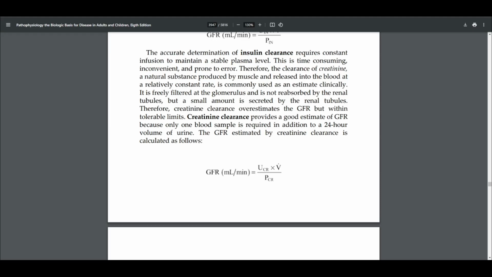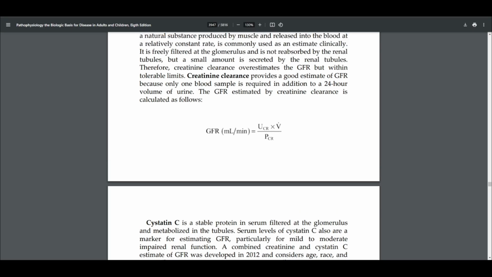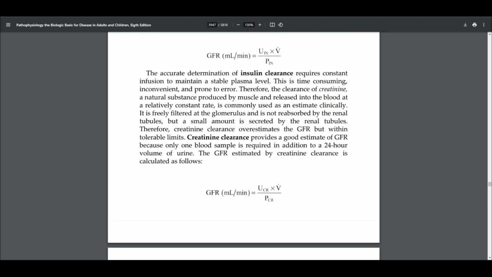Creatinine clearance provides a good estimate of GFR because only one blood sample is required in addition to a 24-hour volume of urine. The GFR estimated by creatinine clearance is calculated as follows. Your GFR, in ml per minute, is your urine, times time over your P.